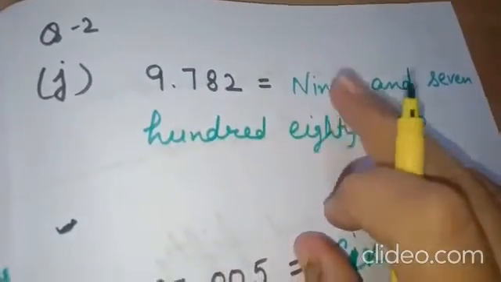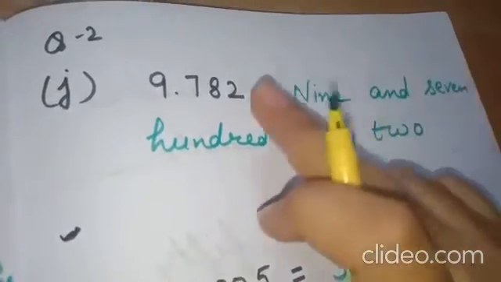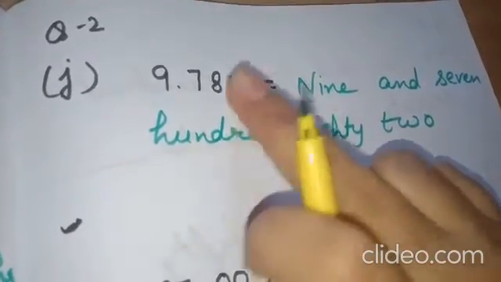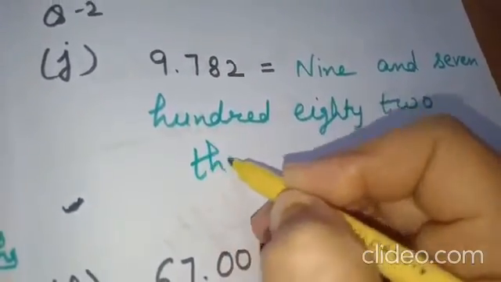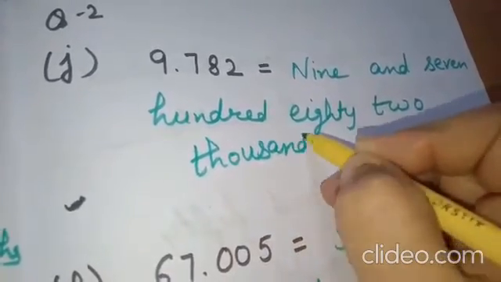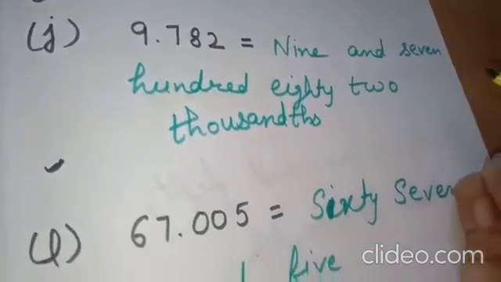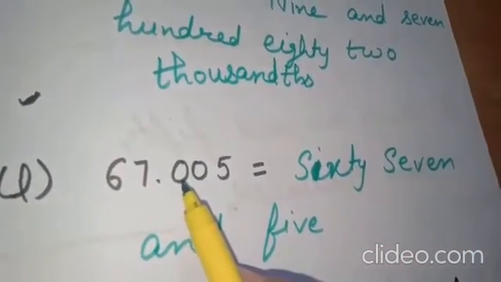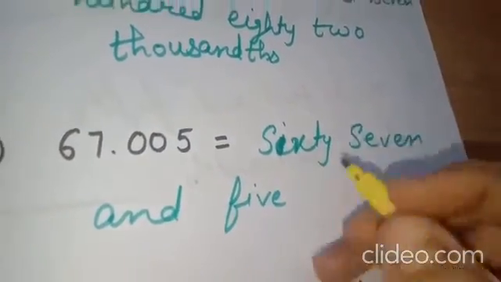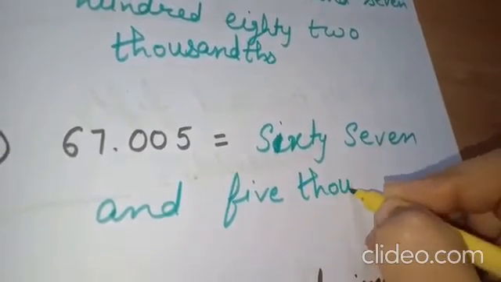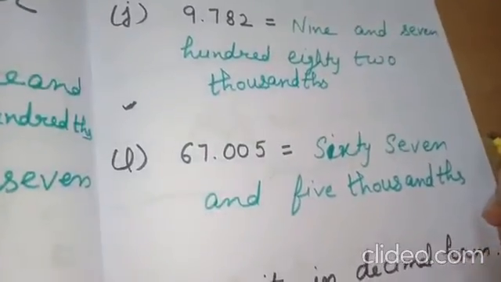Come to the next, J part. 9.782. So what will we write? 9 and 782. Then the place of 2: what will be its place? Tenths, hundredths, thousandths. So the complete number name will be 9 and 782 thousandths. In the same way, here the places after the decimal are tenths, hundredths, thousandths. So the number is 67 and 5000. Okay, the remaining part of question number 2 you will do on your own.